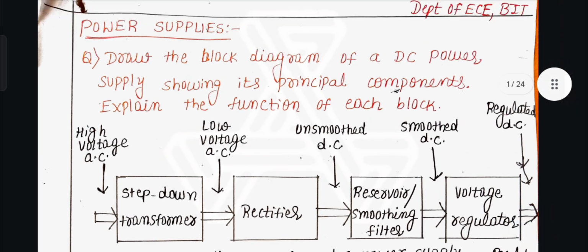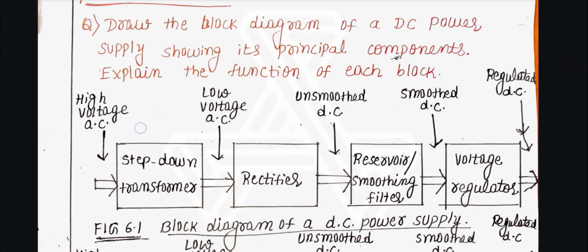Power supplies. Draw the block diagram of a DC power supply showing its principal components. Explain the function of each block. High voltage AC, step down transformer, low voltage AC, rectifier, unsmoothed DC, reservoir or smoothing filter, smoothed DC, voltage regulator, regulated DC by voltage regulator.